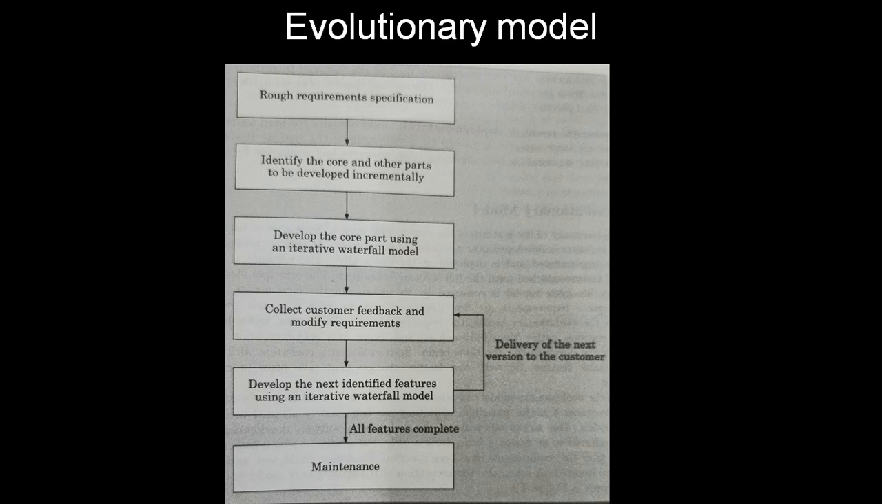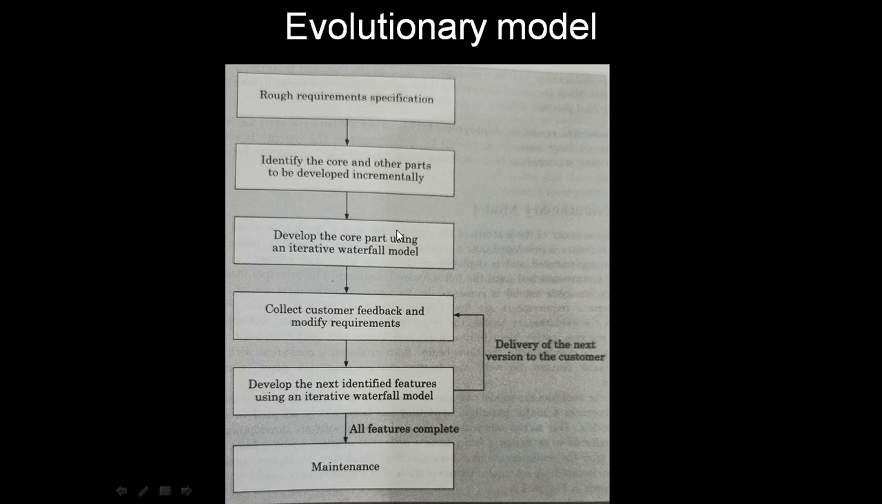So this is the evolutionary model. Here, these are the different life cycle activities. First one is rough requirement specification, which will be done by the customer. The whole SRS won't be developed here. Only the rough requirement specification will be done. And based on that, we identify the core and other parts to be developed incrementally.